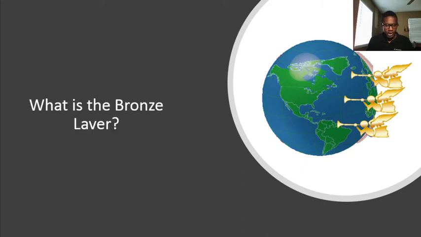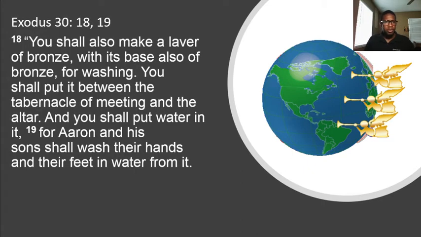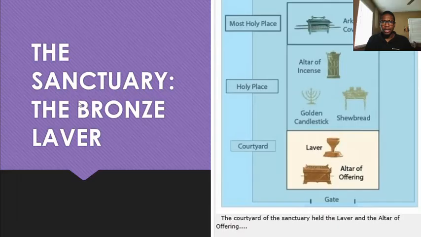When it says between the tabernacle of meeting and the altar, it means this right here. This is where the bronze laver is. This is the tabernacle, that part, and this is the altar. So it's between the altar and the tabernacle.